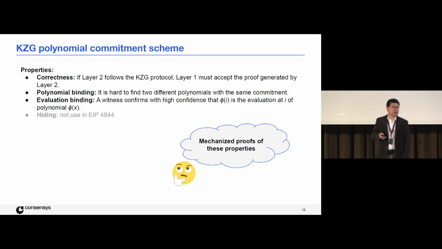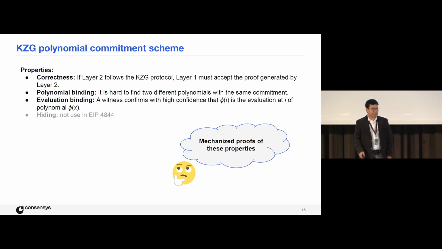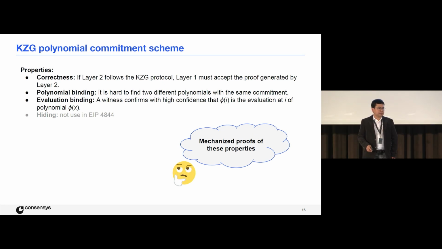Okay, so now I'm going to the last component: the KZG commitment scheme's pseudocode. We know that this commitment scheme is designed to satisfy the four following properties: correctness, polynomial binding, evaluation binding, and hiding. However, for EIP 4844, we need to use the first three properties. The last one, hiding, is unnecessary.